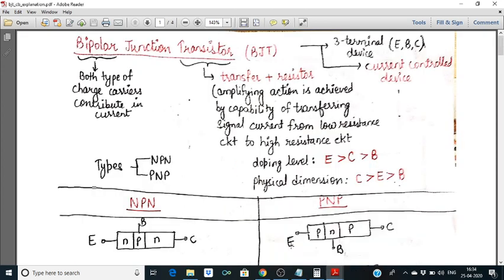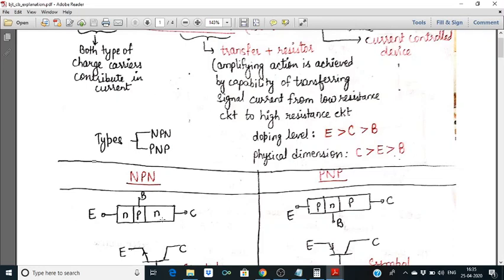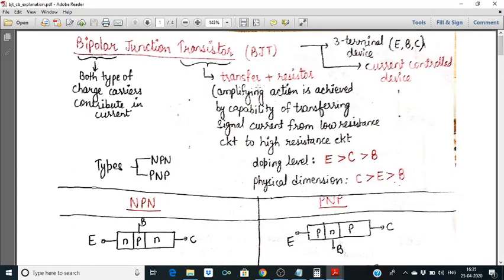It is a current control device, meaning that on changing the current at the input, we can vary the current at the output. From its name itself, bipolar means we are using both types of charge carriers, that is electrons as well as holes, for current conduction. Junction means we have two junctions: one at emitter and base, and the other at collector and base. Transistor means transfer resistor.